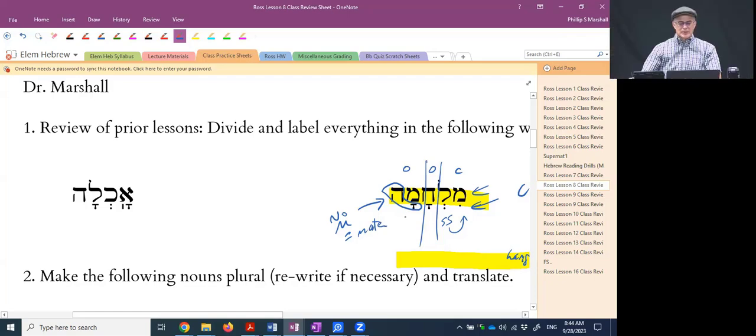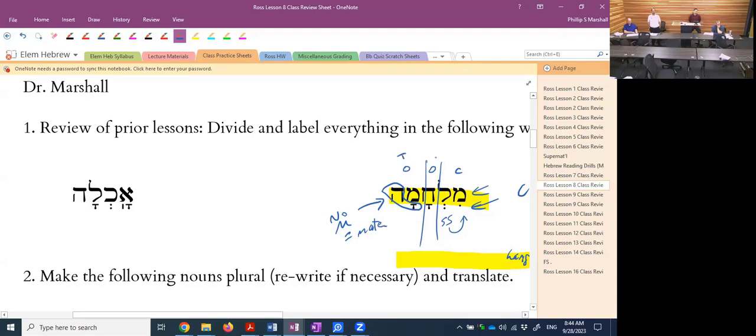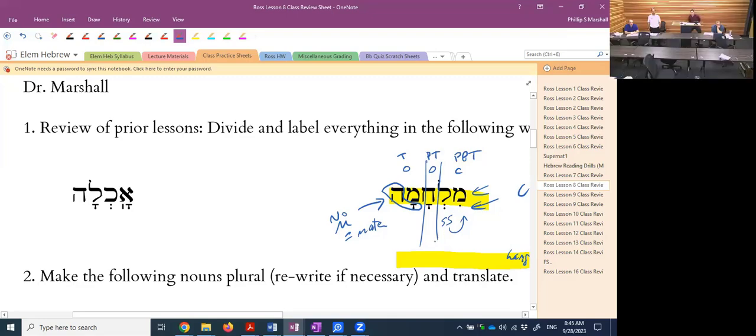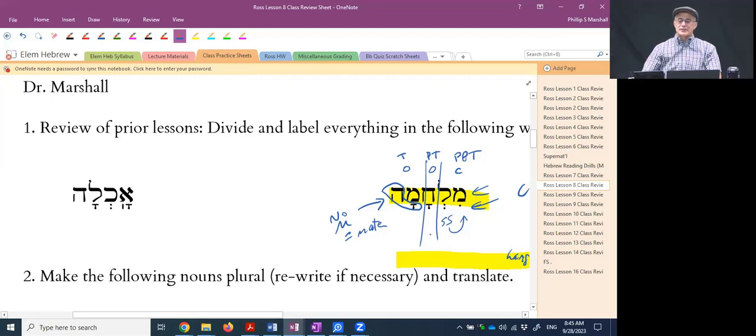All right, good. Where's the tone? Last syllable. The one before is pre-tonic. The one before that? Propretonic. Very good. So, and then let's figure out the kamets issues.